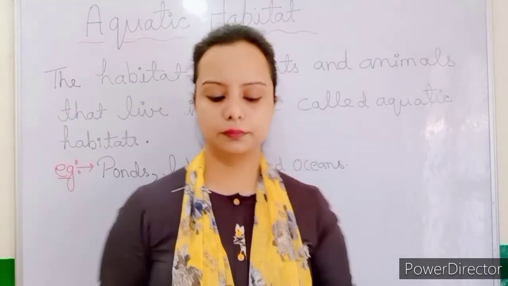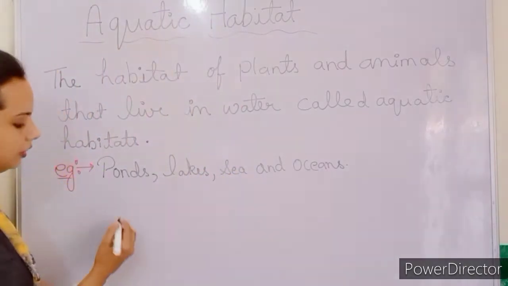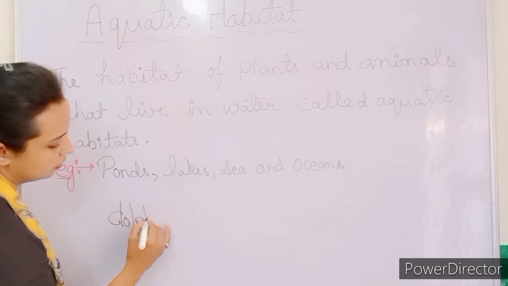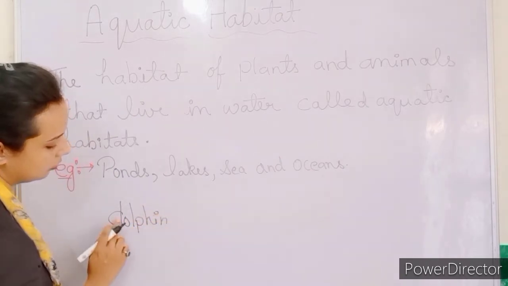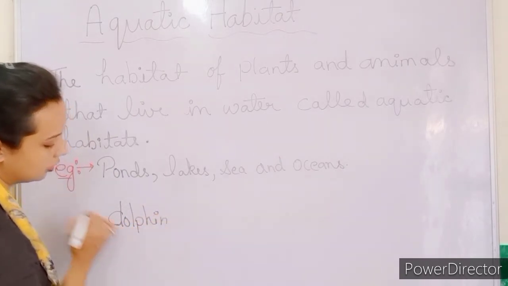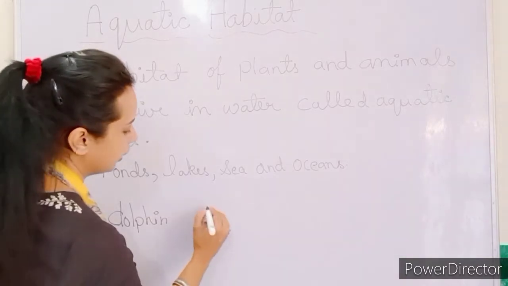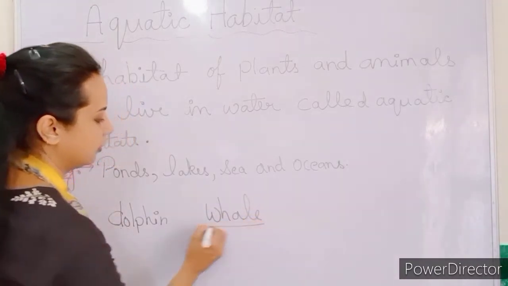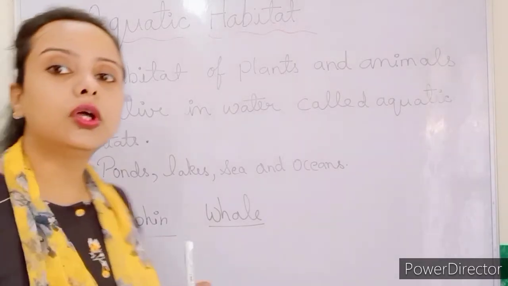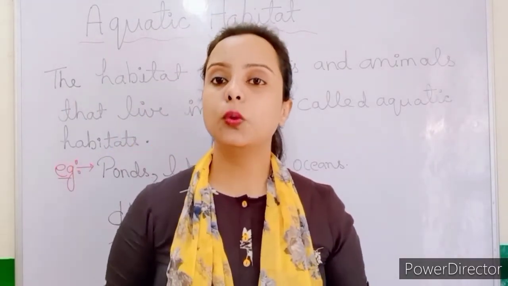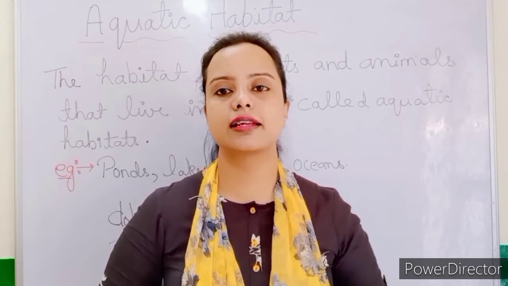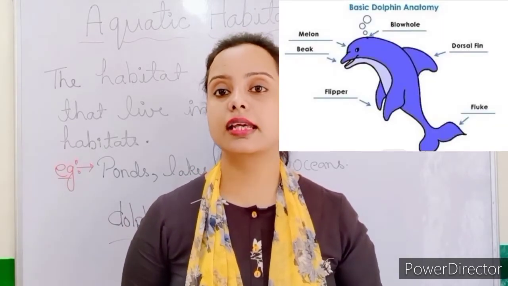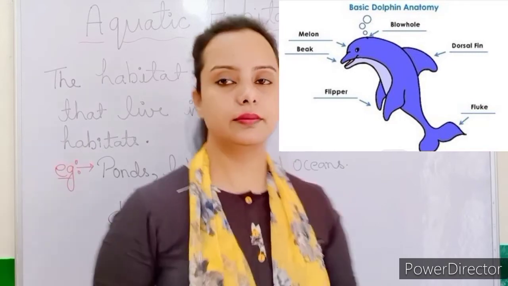For example, dolphin, okay, dolphin and whale. Dolphin and whale, they don't have gills. They have nostrils, or we can say blowholes.